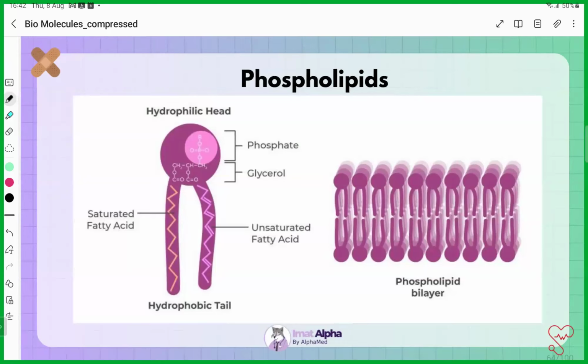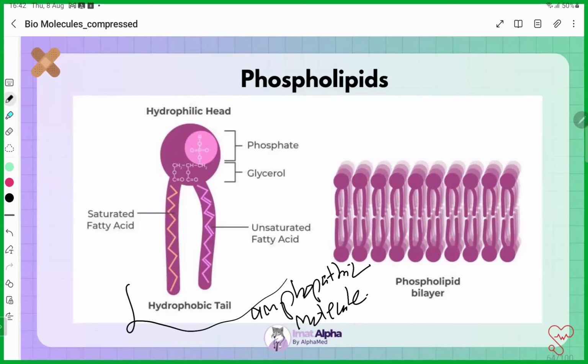So yesterday we spoke about when we have a molecule which has both hydrophilic and hydrophobic character, we call this molecule an amphipathic molecule. So it does have a phosphate group, which is this, a glycerol molecule, which is this, and two fatty acids. One of them is saturated, which is this one, and one of them is unsaturated, which is this one, if you see the double bonds here.